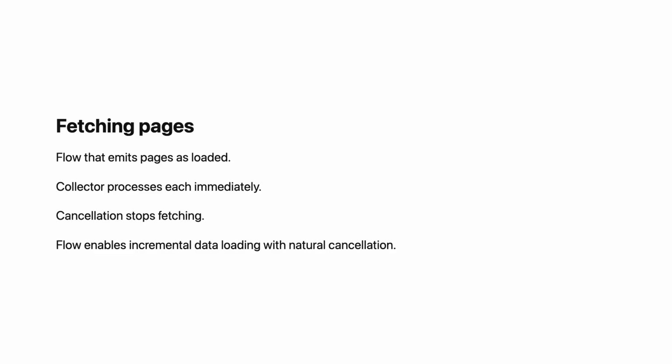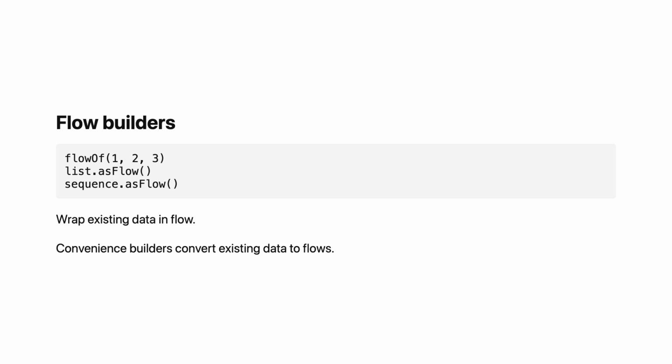Consider fetching pages of data. A flow emits each page as it loads. The collector processes each page immediately. No waiting for all pages. flow { for (page in 1..totalPages) { emit(fetchPage(page)) } }. The collector receives pages one by one. It can display each as it arrives. The user sees progress immediately. If the collector cancels, the flow stops fetching. No wasted network calls. Cancellation works naturally.